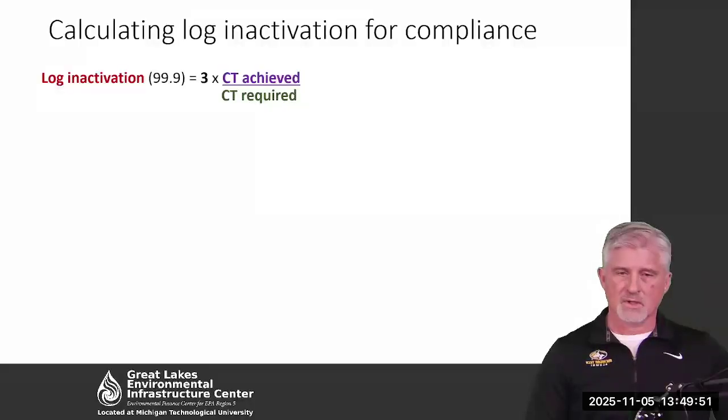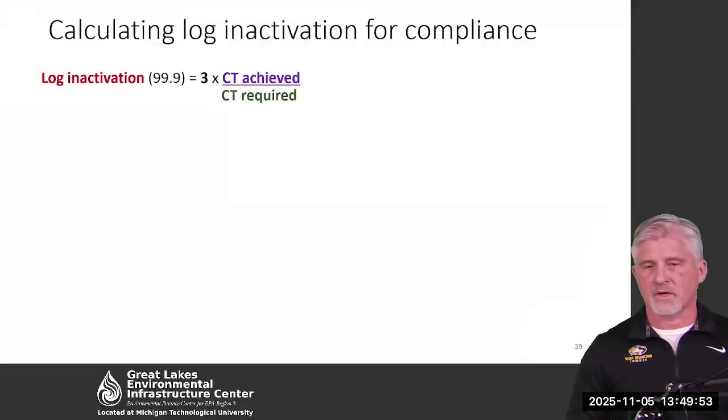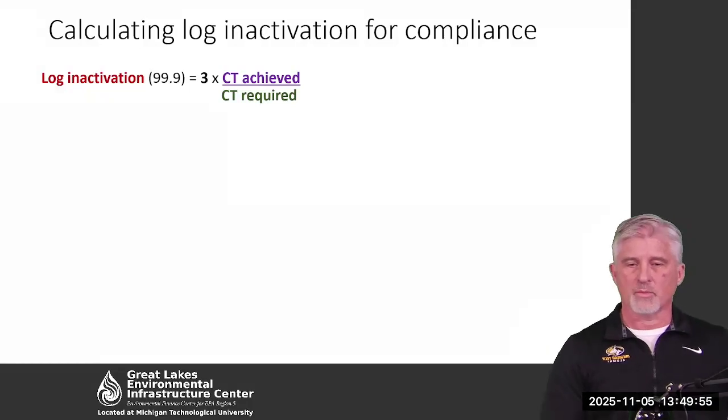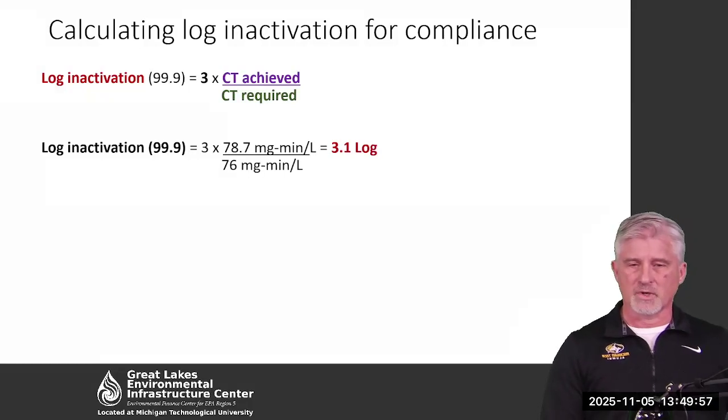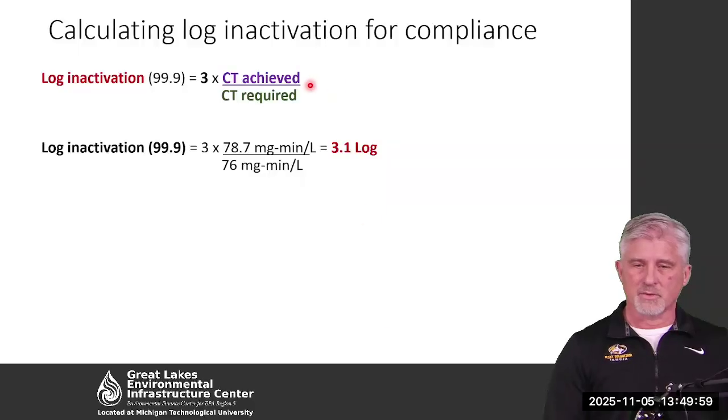Always important. We can also determine how much over what's required we are, in comparison. We take our log removal of 3 and multiply it by the CT that we achieved, and divide it by what was required. If we put those numbers in, we're at a 3.1 log inactivation when we needed to be at 3.